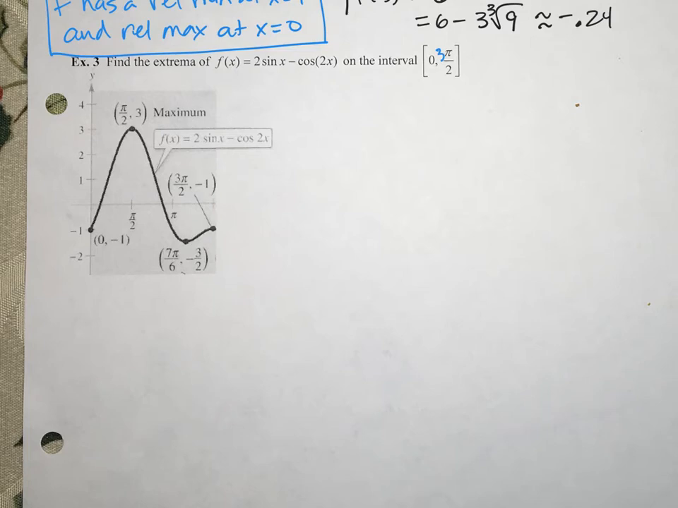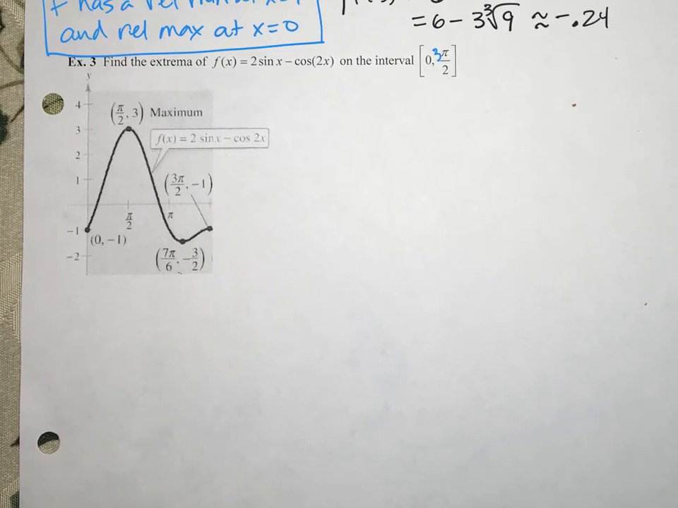So where can extrema occur? Well, either at the endpoints or at the critical numbers. So we know that 0 and 3/2 pi will be two of our candidates. To find the others, let's find the derivative of our function.